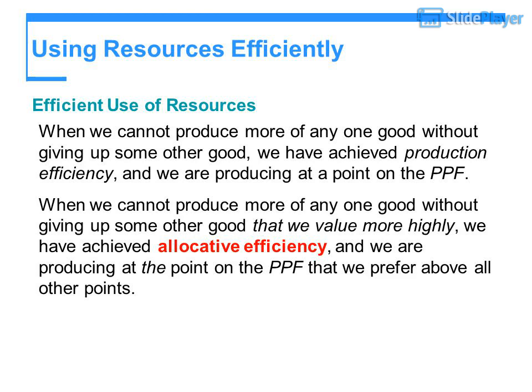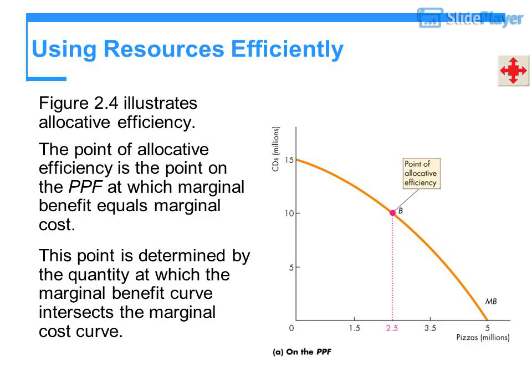Efficient use of resources. When we cannot produce more of any one good without giving up some other good, we have achieved production efficiency, and we are producing at a point on the PPF. When we cannot produce more of any one good without giving up some other good that we value more highly, we have achieved allocative efficiency, and we are producing at the point on the PPF that we prefer above all other points.